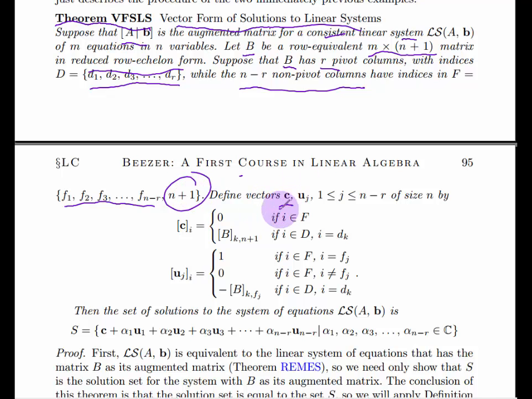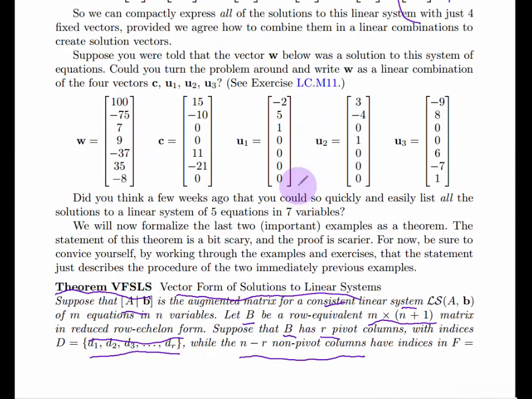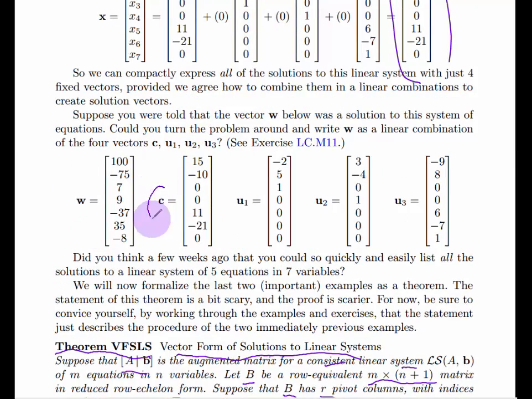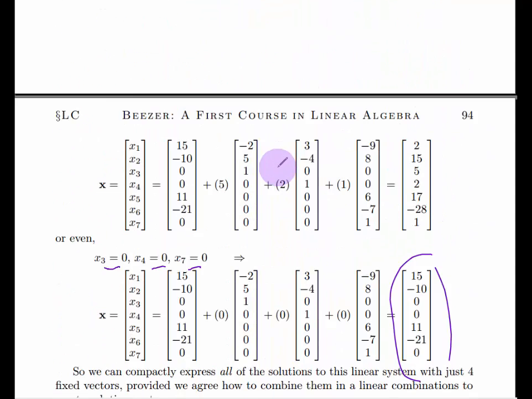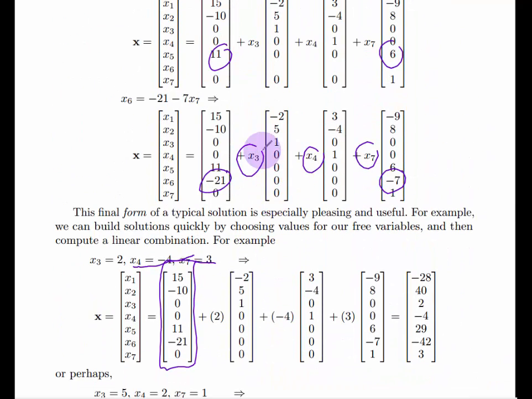Okay, so let's define some vectors. This vector c, which is going to be the constant vector, these vectors uj, which will correspond to the different variables. If I go back up here, you can see how he lets c be the multiple of the constant, and these u vectors are the ones that multiply the three free variables. As you can see up here, the constant vector and the three free variable vectors. So this was u1, u2, u3, and this was the vector c.